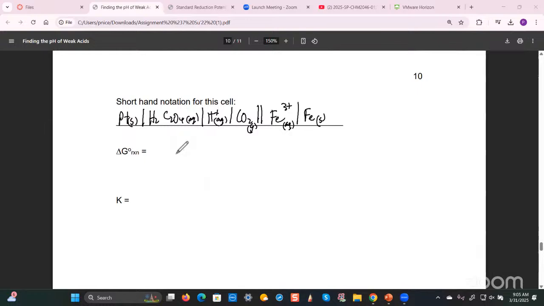And that would be the notation, all right? To find delta G standard, remember that would be equal to minus nFE standard, right? What is n? n is the number of electrons transferred. And based on the equation we had before, the number of electrons transferred would be, if I'm not mistaken, 6, right?